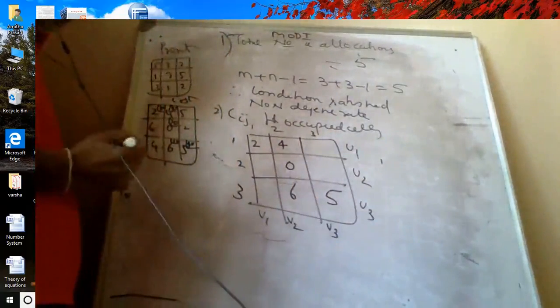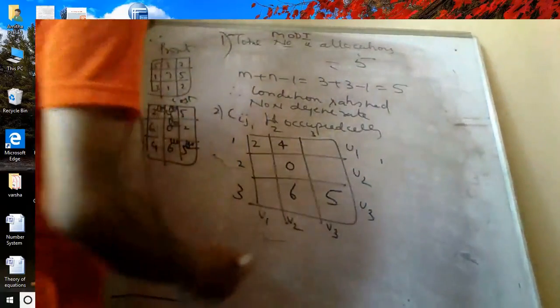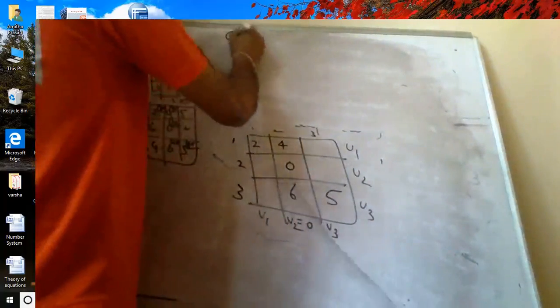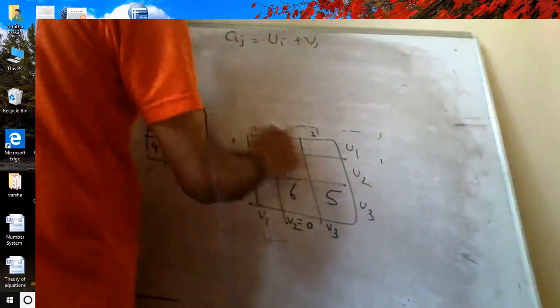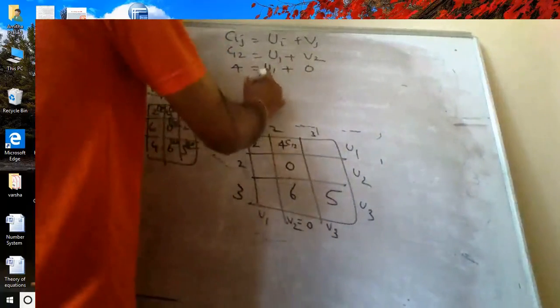As I have told you in the last class, take one of the variables as 0. V2 has the maximum, therefore I will take V2 as 0. Then you should use the formula Cij is equal to Ui plus Vj. I will take C12, which is U1 plus V2. 4 is equal to U1 plus V2, and V2 is 0. So U1 will become 4.